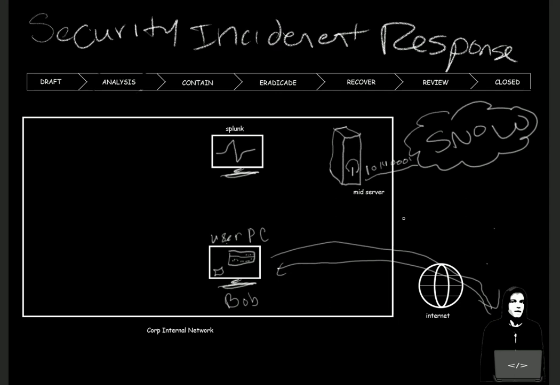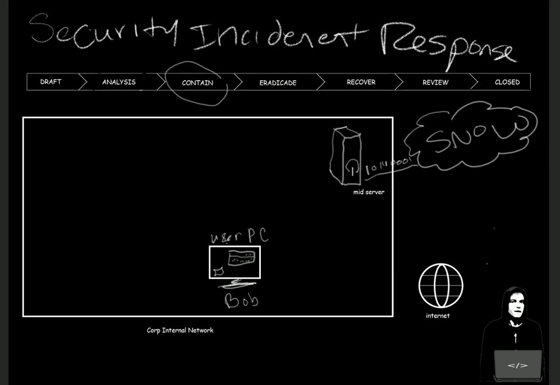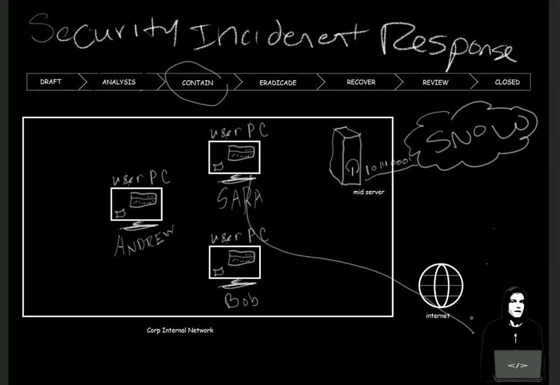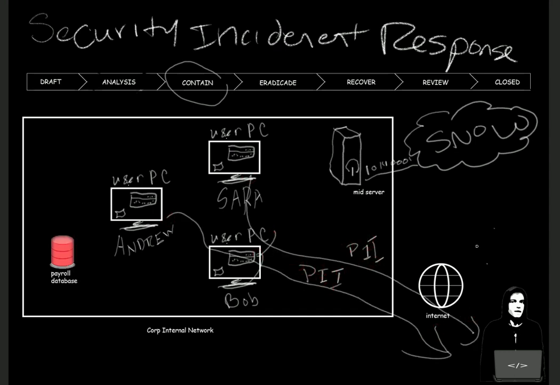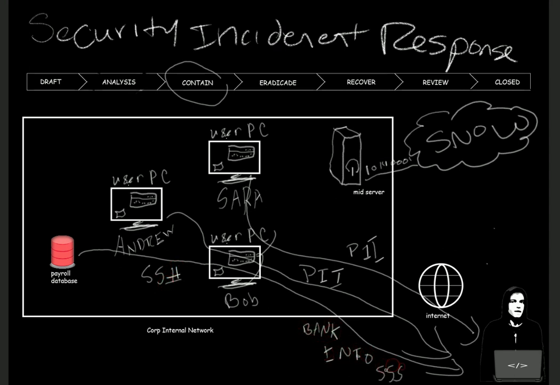Further analysis indicated that not only did the hacker have access to Bob's machine, he did pivot and was pulling some PII information from Andrew and Sarah's machines, as well as having access to the payroll database, where he was pulling, could have been bank information, social security numbers, who knows what.